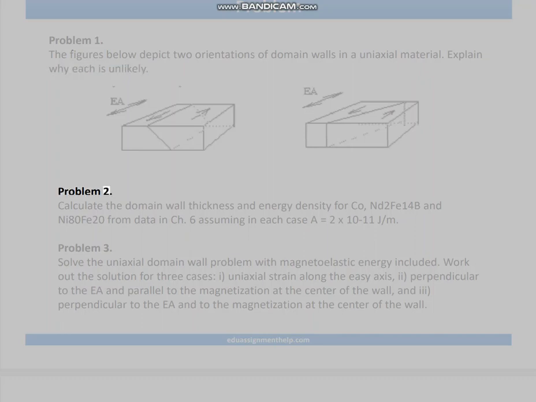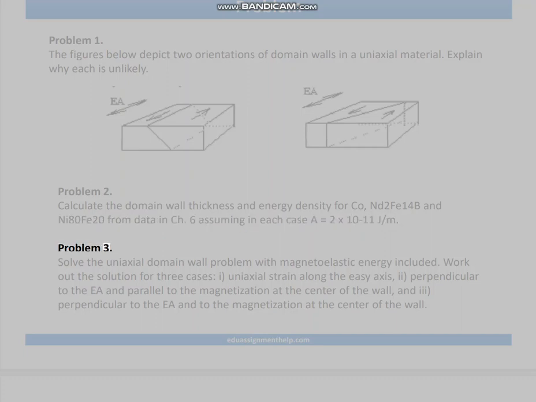Problem 2. Calculate the domain wall thickness and energy density for Nd2Fe14B and Ni80Fe20 from data in Chapter 6, assuming in each case A equals 2 x 10^-11 J/m.